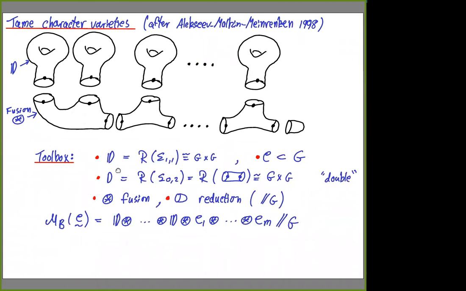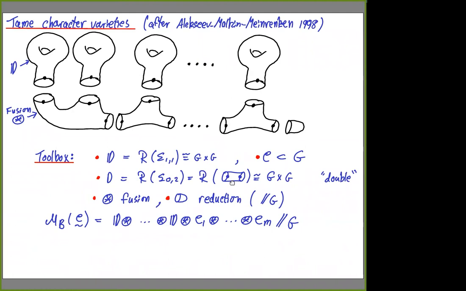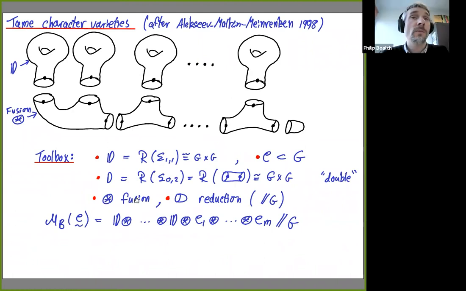So you have this toolbox where you have the internally fused double, you have the double, which has these two points on the boundary, which comes from the annulus or this cylinder equivalently, which is a quasi-Hamiltonian G cross G space. And you have this fusion operation, this reduction, which corresponds to capping off, or you can also reduce at a conjugacy class as well. So all of the tame character varieties can be got very cleanly in this perspective. You just have g copies of this internally fused double fused together, and then m conjugacy classes C_i. So the conjugacy classes are quasi-Hamiltonian spaces, with the inclusion being the moment map into the group.